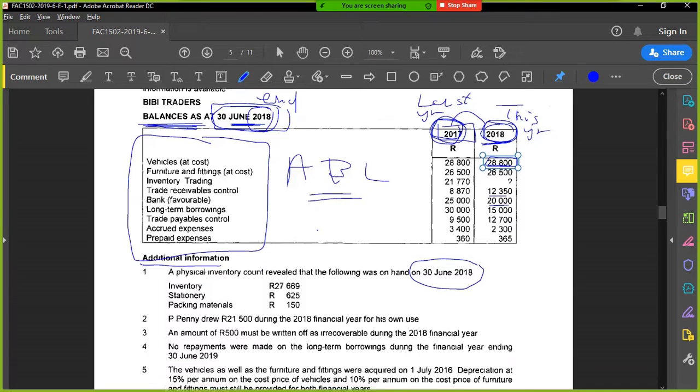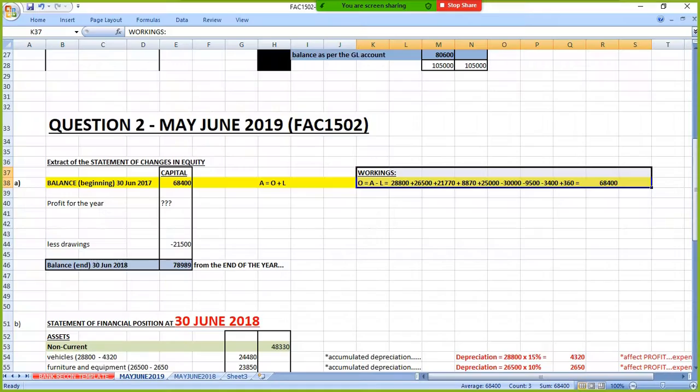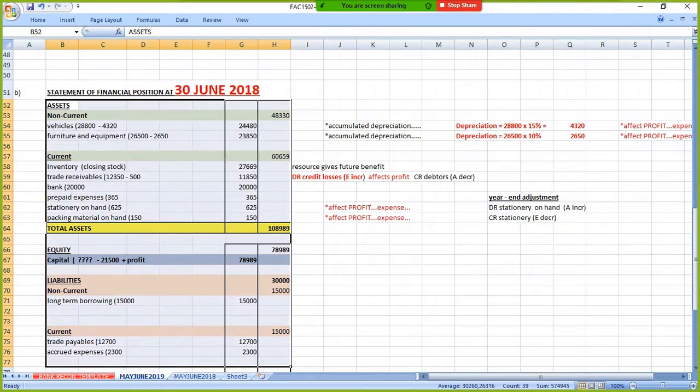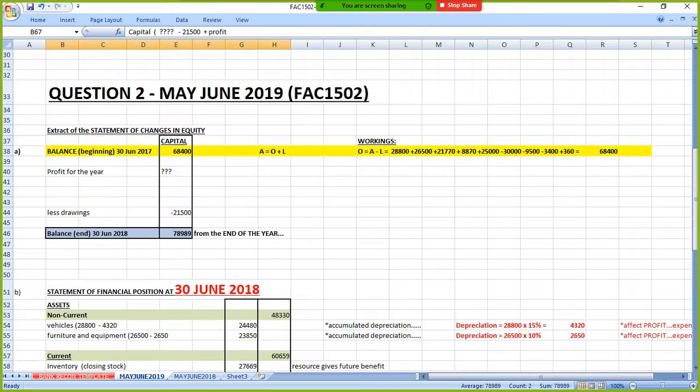You wouldn't have looked at the additional information. After you've looked at it, now you know for sure. Once I've done all of this, now I know for sure that this must be right, because I need to work it out. That's why I'm going back. Does it make sense? Yes. Okay. Profit for the year will be the difference. You're just looking for the balancing figure, that's all.